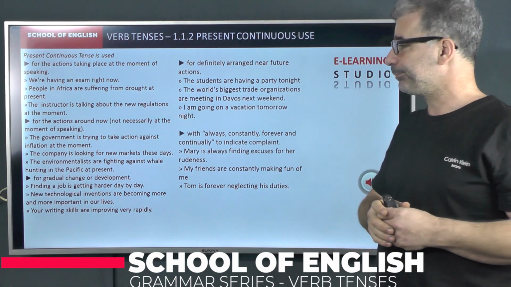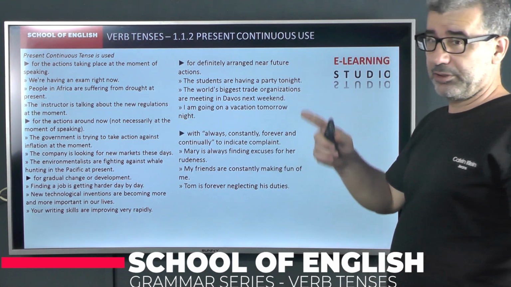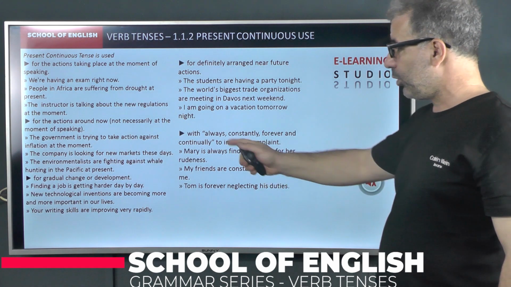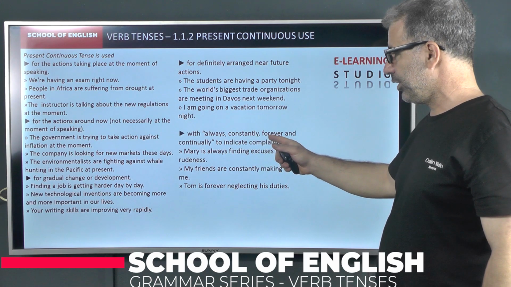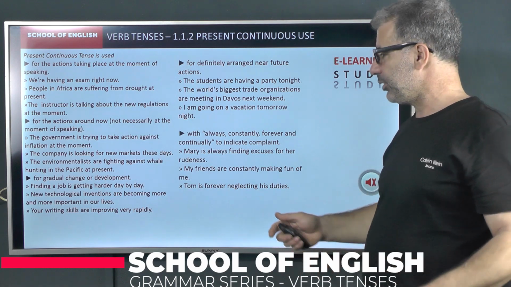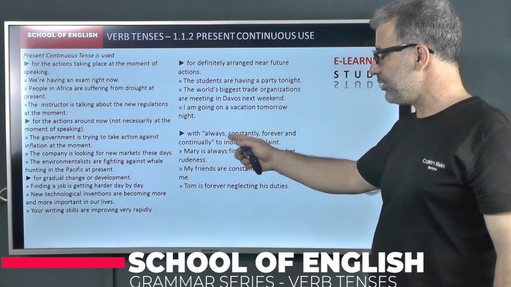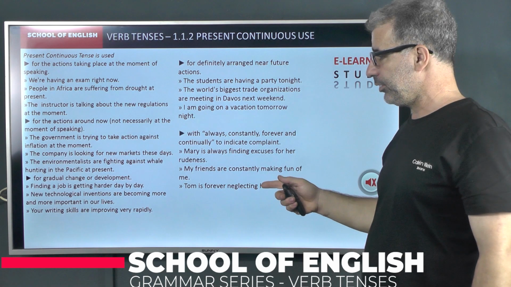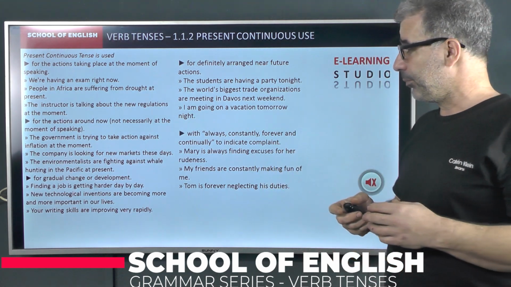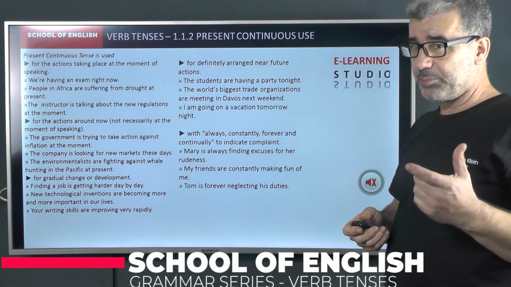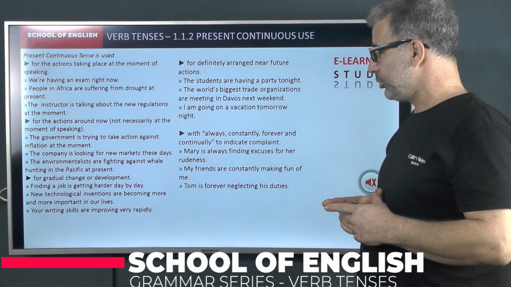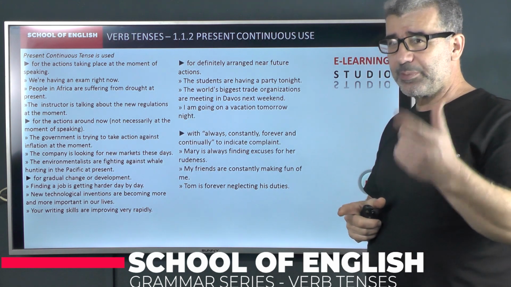See? Okay? And the last use of present continuous is with always, constantly, forever and continually, to indicate complaint. Look, normally these expressions, always, constantly, forever and continually, indicate simple present time. But this is an exception. You can use them with present continuous tense to express your complaint.